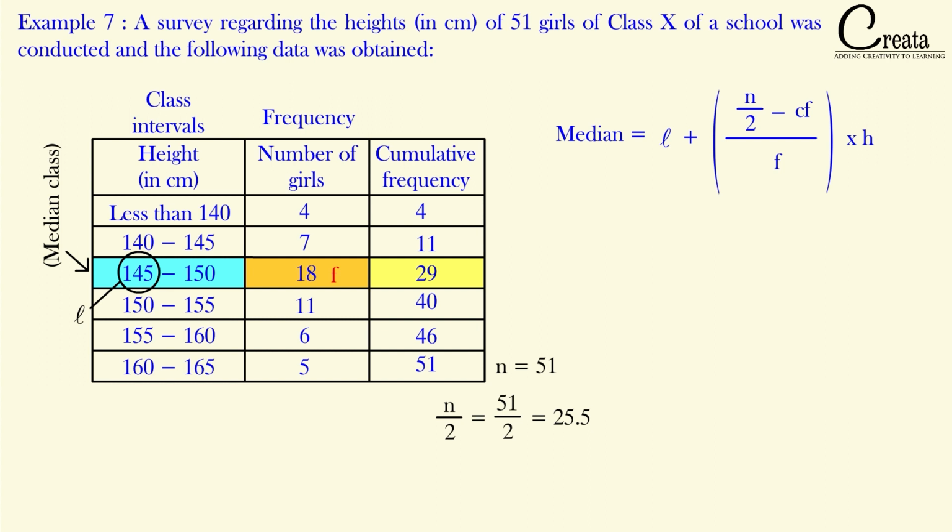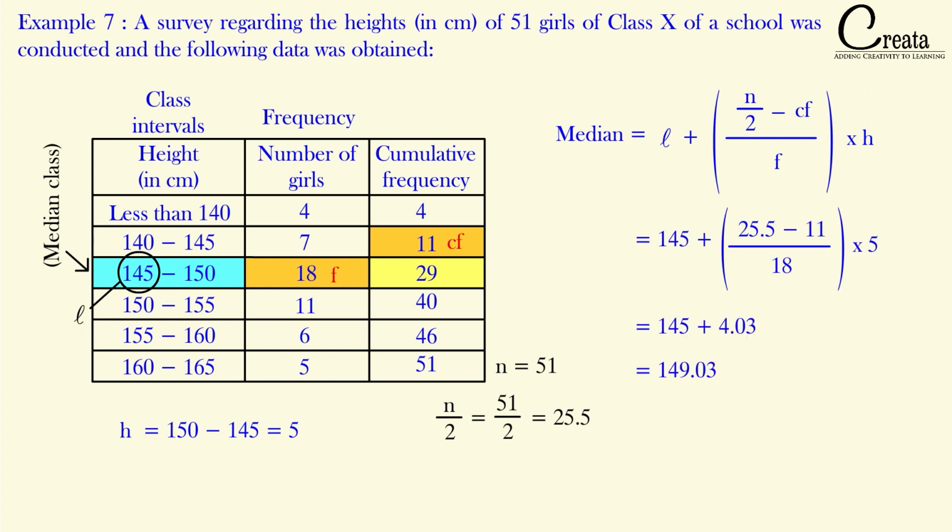F is the frequency of the median class, so here 18 will be F. CF is the cumulative frequency of the class preceding the median class, so CF is 11. And H is the class size, which is upper limit minus lower limit: 150 minus 145, which is 5. We know all the values. Let's put in the values. On solving, we get the median as 149.03. Note that this median 149.03 is in the range 145 to 150, so our answer is correct.